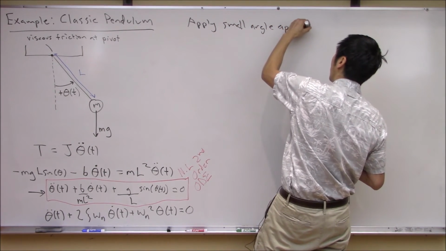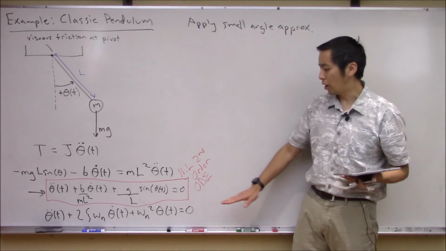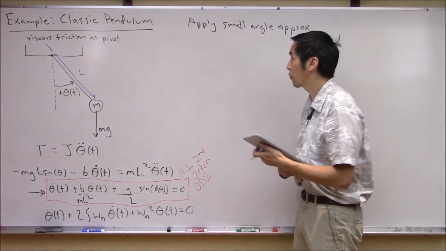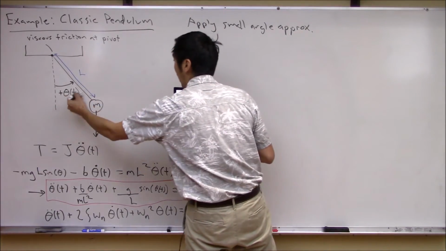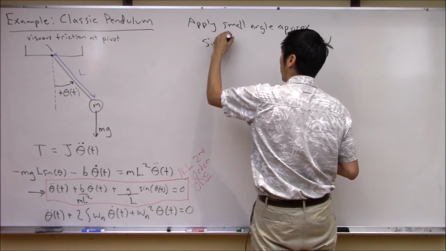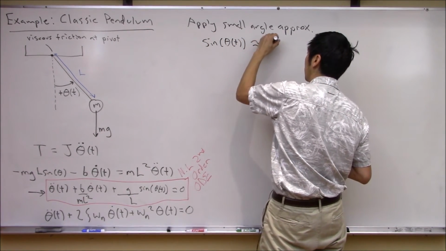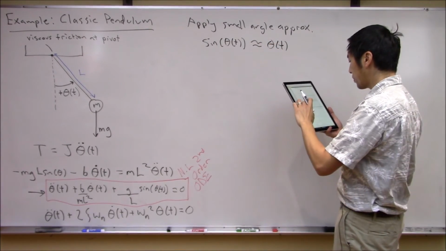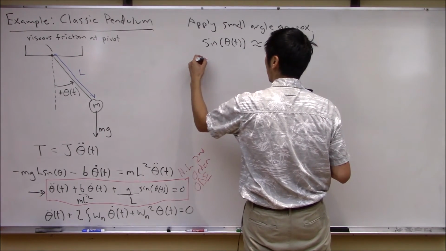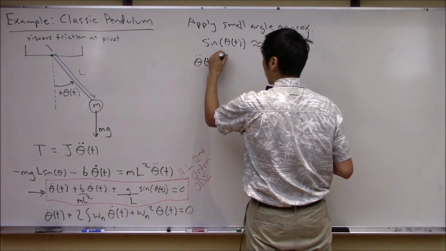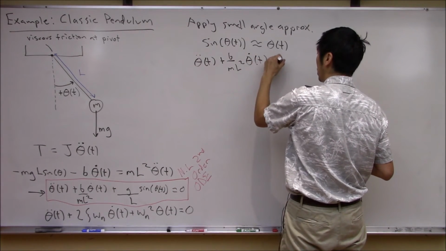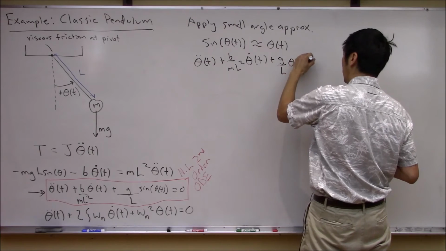And remember, this is where we are diverging from the truth, if you want to call it that. We're going to start making some approximations in order to get it into linear form. If we assume that the angles the pendulum swings through are small, then we can argue that sine theta is about theta. Would everyone agree? In that case, this differential equation in red becomes theta double dot of t plus b over mL squared theta dot of t plus g over L theta of t equals 0.